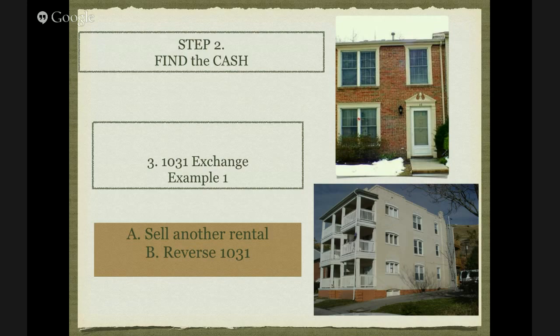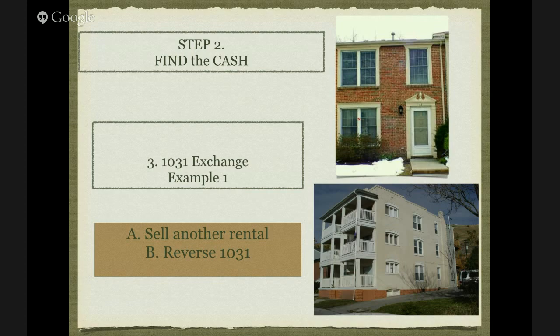You basically sell another rental, and the money from the first rental goes into the second rental as a 1031 exchange. You can also do this as a reverse 1031 exchange, where you buy the other property first and then sell the rental property. This costs a little bit more money because the company doing the 1031 exchange is the one who's actually putting up the money for the first purchase, because you haven't gotten your cash out of the rental property that you sold.